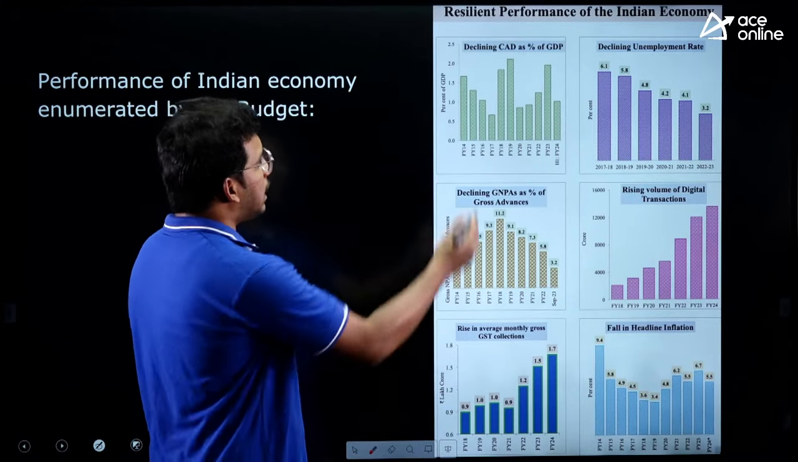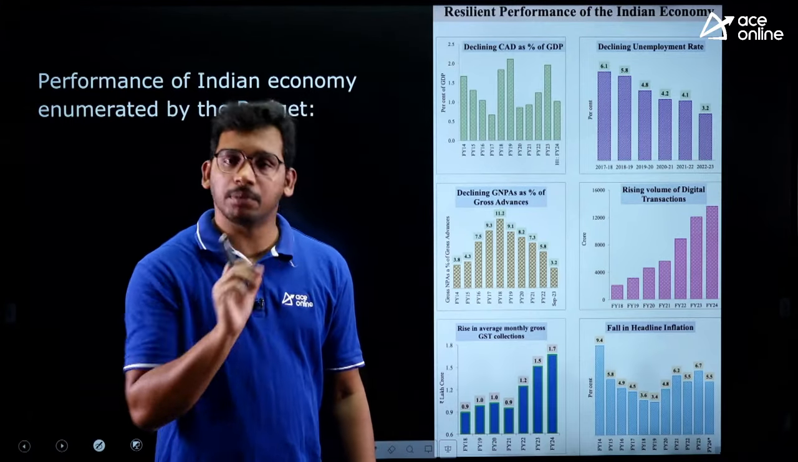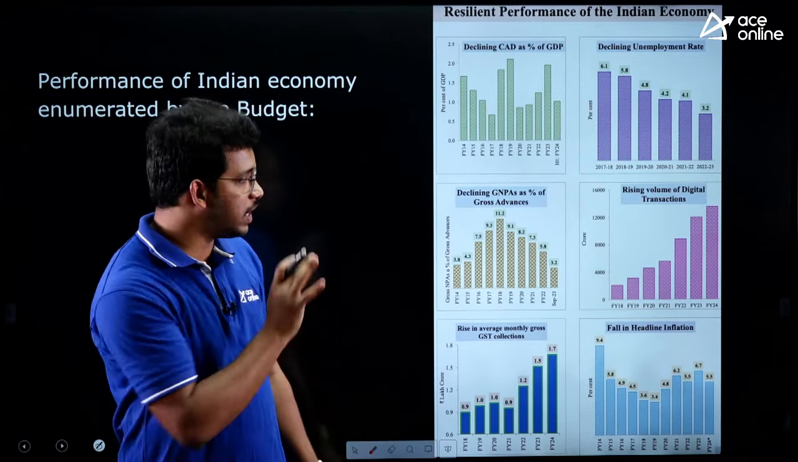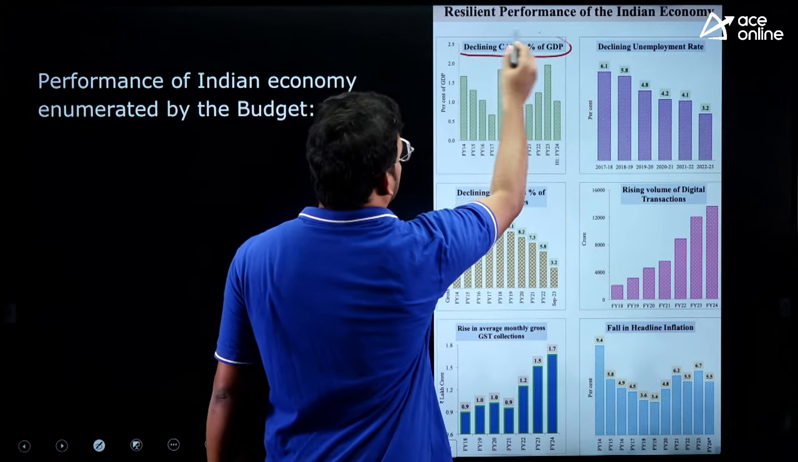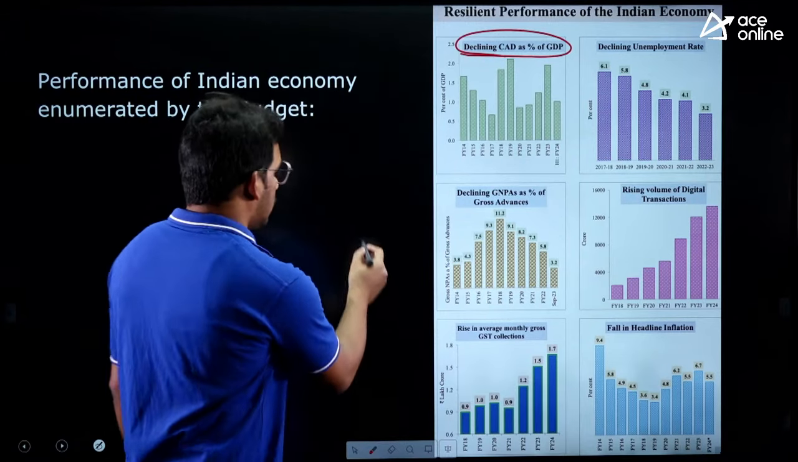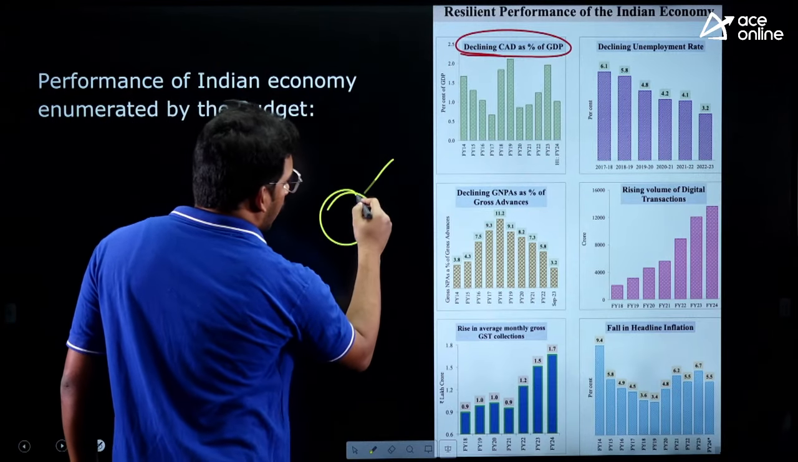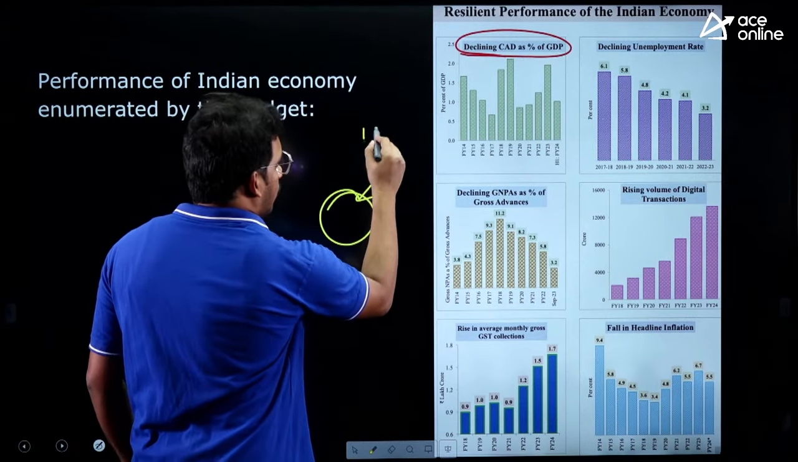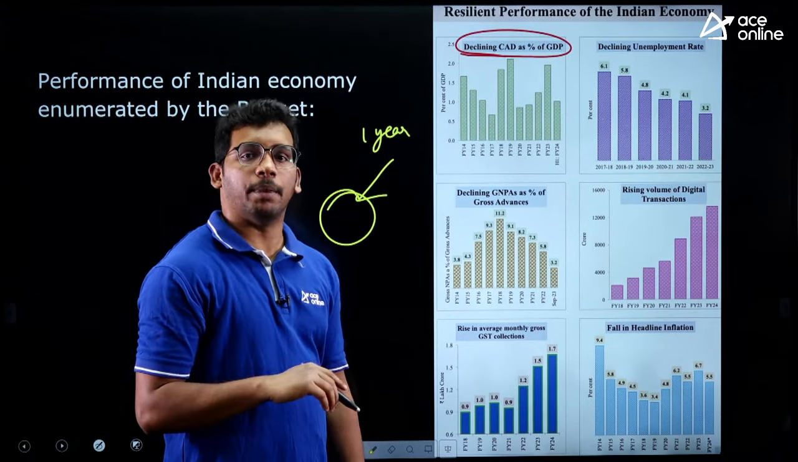Now, we will see some important facts which are exclusively important for the prelims exam, the objective questions exam. This is very important, so observe here: declining current account deficit. Current account deficit means, within one year, how much money is going out of India and how much money is coming into India.